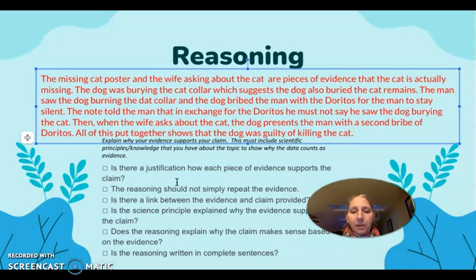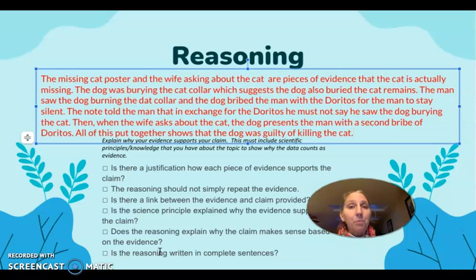All right, this is just an example. Notice that there is justification for how each piece of evidence supports the claim. The reasoning is not simply repeating the evidence. There is a link between the evidence and the claim. The science principles are explained. For example, the dog was burying the cat collar, which suggests that the dog also buried the cat remains. Like you kind of extend out the meaning based on your own knowledge. The reasoning explains why the claim makes sense. And the reasoning is written in complete sentences.